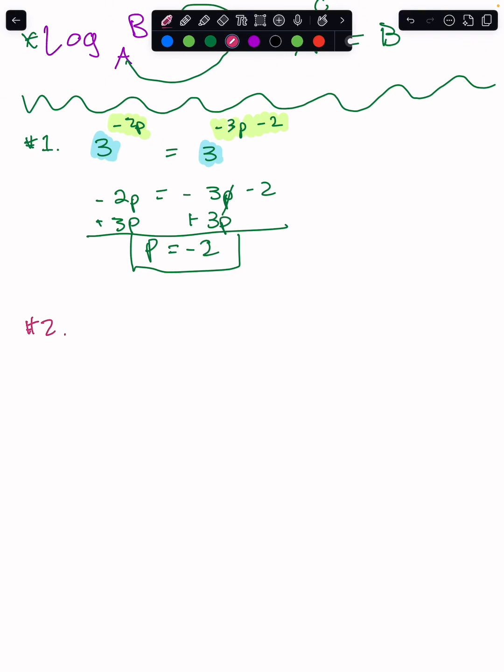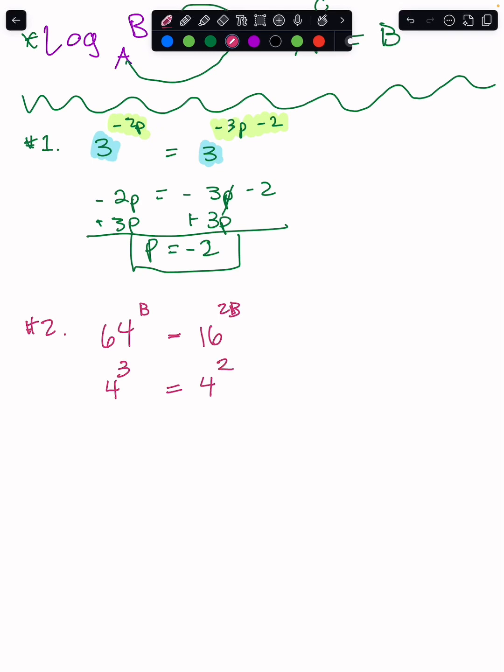Number 2 says, what if I have 64 to the b equals 16 to the 2b? And in our example right above, we couldn't do anything with the exponents until we have the same base. So what we're going to need to do is change these numbers, 16 and 64, to where they have the same base. 64 is equivalent to 4 cubed, and 16 is equivalent to 4 squared. They both have the same base now.